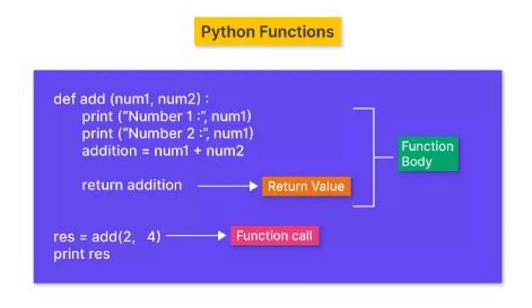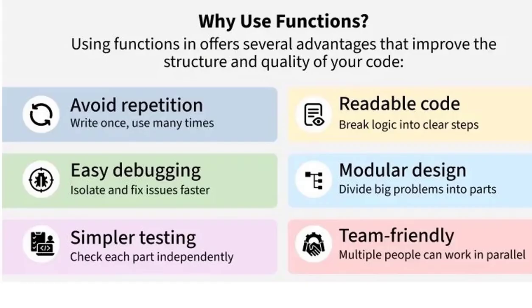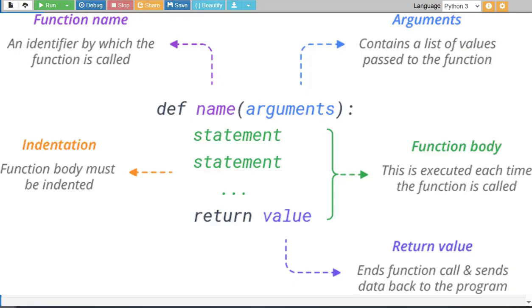A function is a block of code which only runs when it is called. A function can return data as a result. A function helps avoid code repetition. We'll discuss this more in a bit, but first, let's explore how we can create functions.